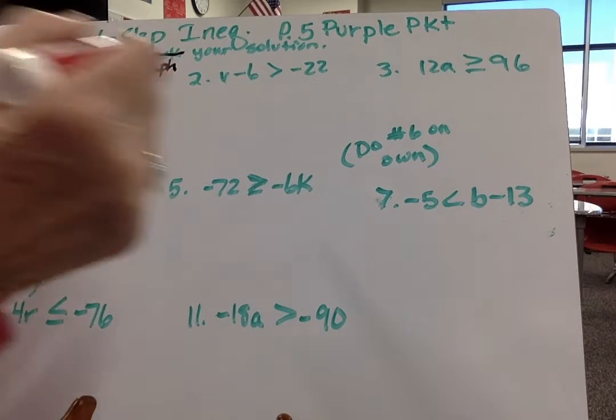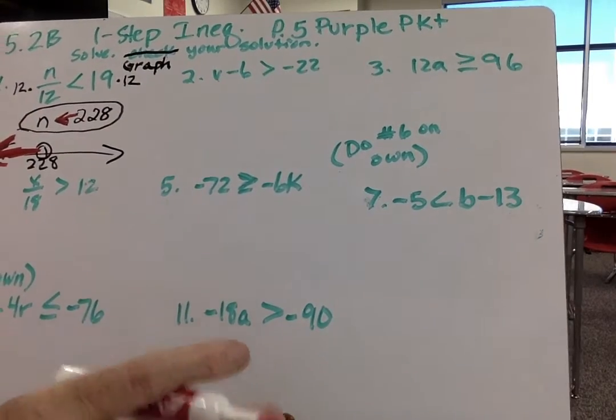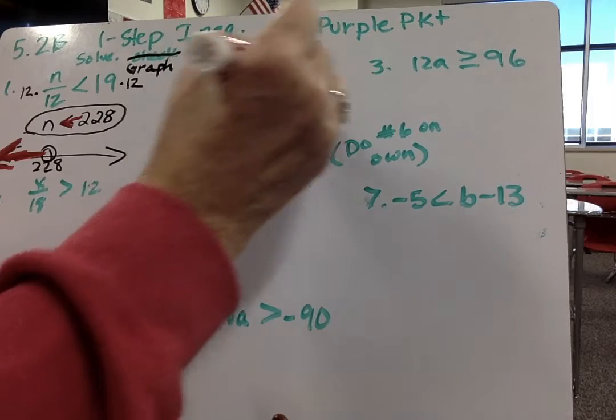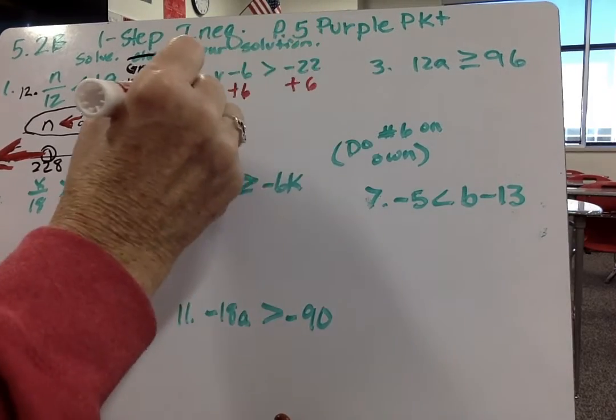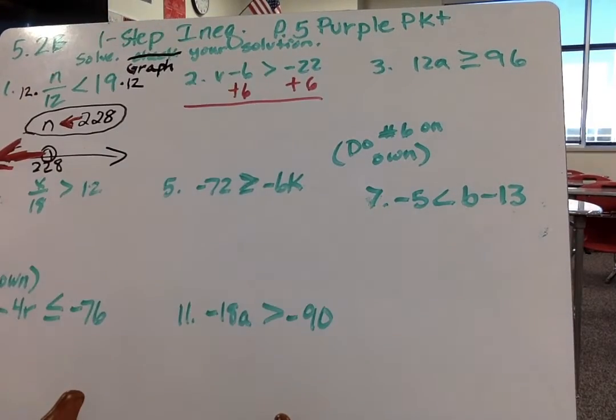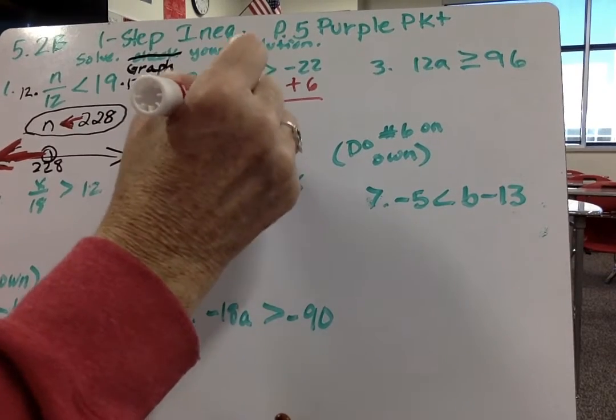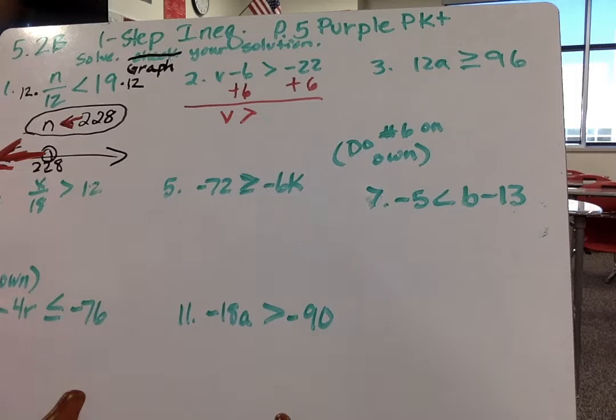Okay? Number 2 is pretty straightforward here. We're going to add 6 here. Whatever we do to one side, we do to the other. And again, that's the opposite of subtract 6. Most of you got this right. V is greater than, this type of problem on the test anyway.